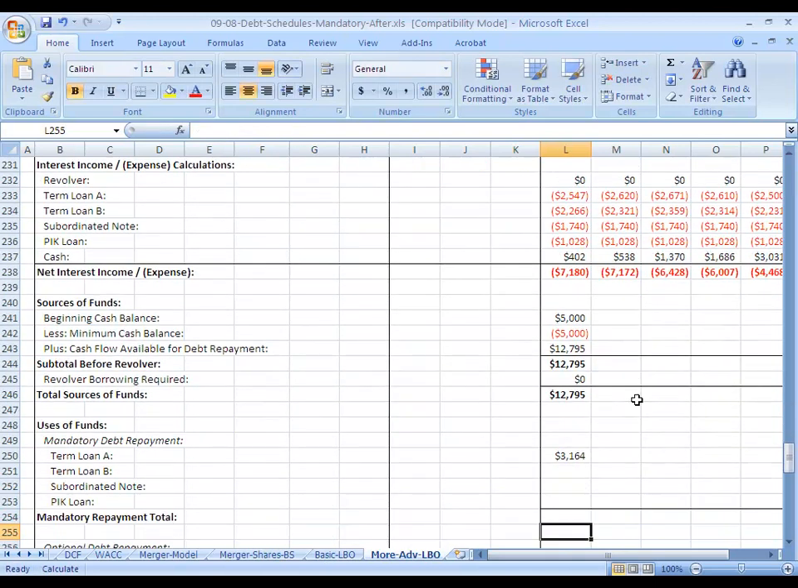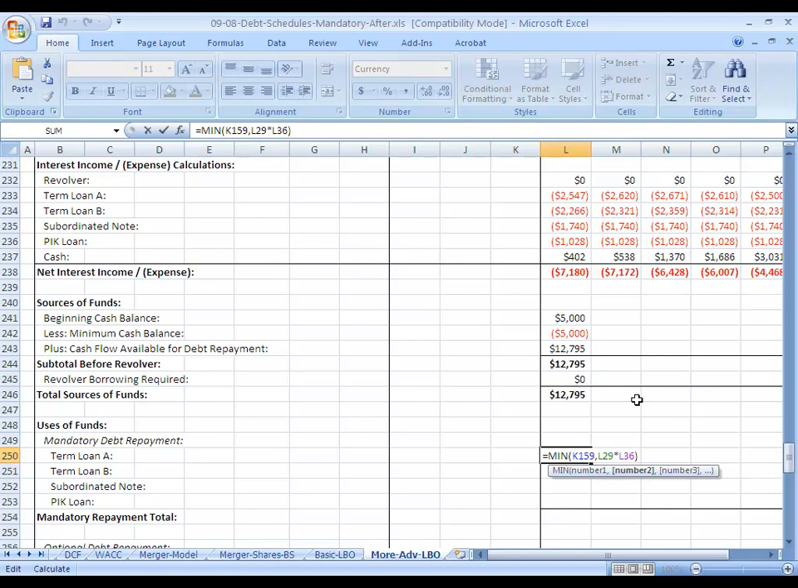The only thing we need to do here to make sure it works correctly is that we need to make sure that the columns in this case are not shifting around at all. So I'm going to anchor the L part here to make sure these are not shifting at all. We want the rows to be able to shift because when we copy this down, we want it to shift to term loan B, subordinated note, and paid in kind loan.